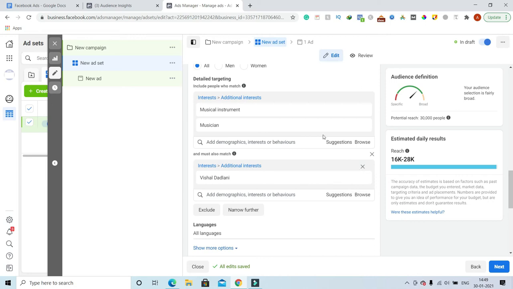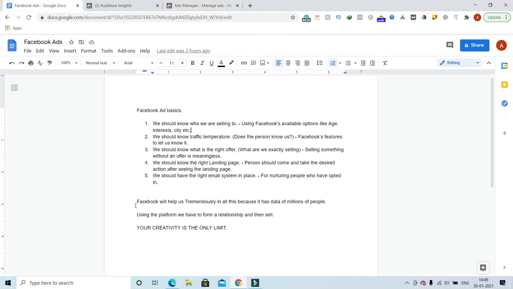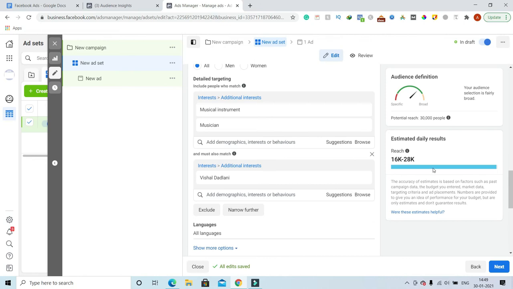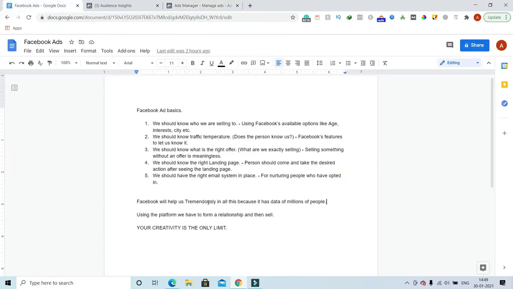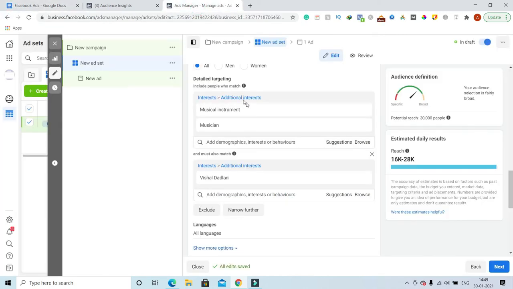Now another important thing which we mentioned in the last video is that Facebook is going to help us tremendously in this. So trust Facebook. Do your effort, then trust Facebook, and then you are going to get great results. First of all, do your effort, but don't try to dig so deep that Facebook won't be able to do anything from its side. So let Facebook do its work, because Facebook is going to help us tremendously in this thing. So define your audience and then start working. 5 lakh to 10 lakh would be a good audience to start with.